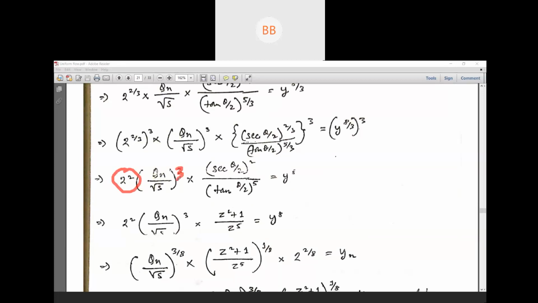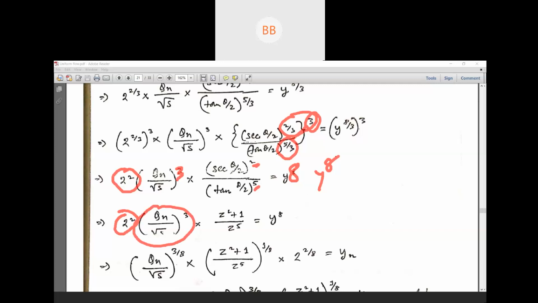Here it is cube multiplied by 2 by 3. See, 2 by 3 and whole cube, you will get square. 5 by 3, then again you take whole cube, it will be 5. Then y to the power 8: y to the power 8 by 3 whole cube will give you y to the power 8. So again, it will remain the same. This is also the same.